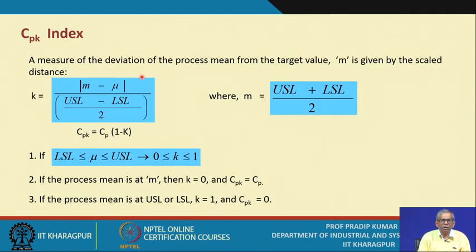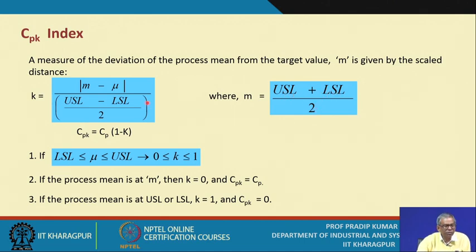Now, let us elaborate on the CPK index. Is it okay? You have to define what K is. Now, it is a measure of the deviation of the process mean from the target value. The target value is M. So, what is M? Unless otherwise specified, it is basically the midpoint between USL and LSL. So, we are considering a two-sided, double specification limit case for illustration, and so M, or the nominal value or the desired value, is USL plus LSL divided by 2.